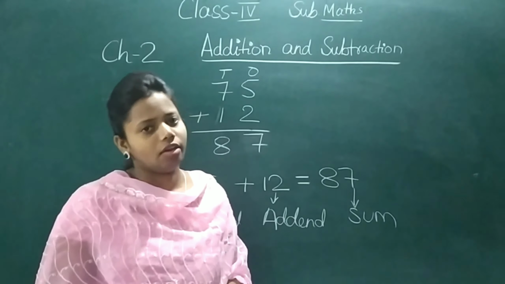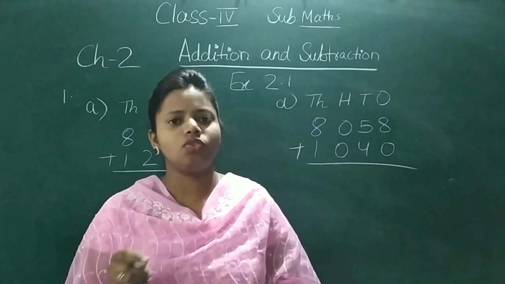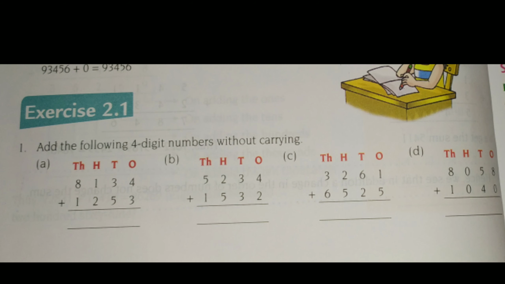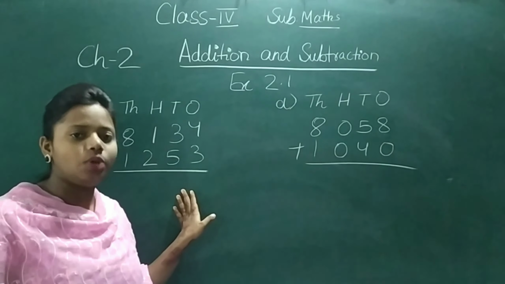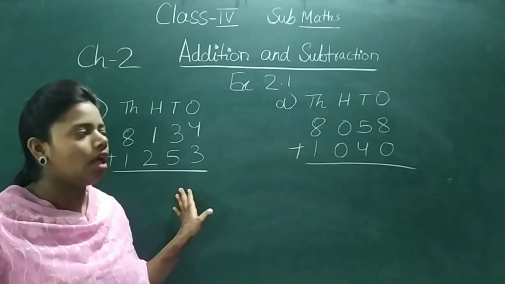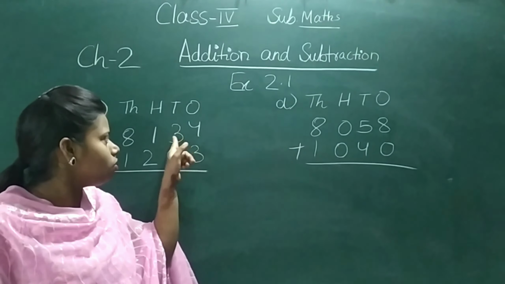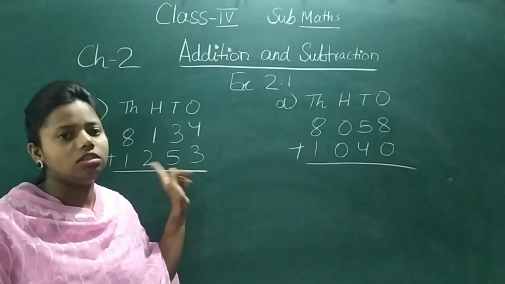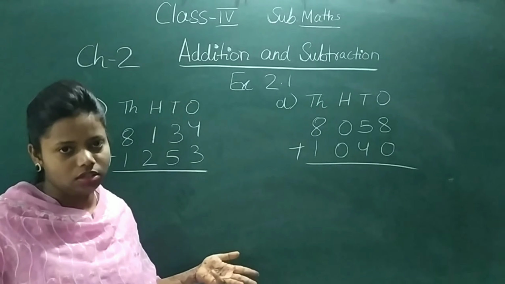Okay. So now let's start our exercise 2.1 and let's see what is question number 1. Add the following 4-digit numbers without carrying. Now see, in this question we are going to do addition without carrying. Carrying will not be there. And in this question they mention 4-digit numbers. So can you see 1, 2, 3, 4? Here it is 4-digit numbers. In the recap, I have done the addition of 2-digit, 3-digit.